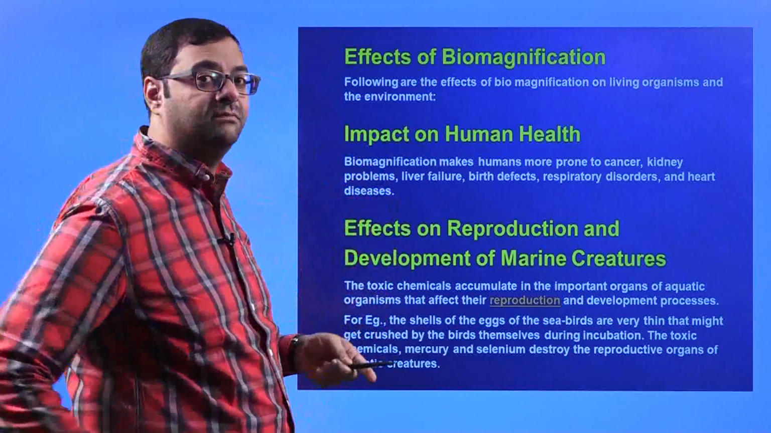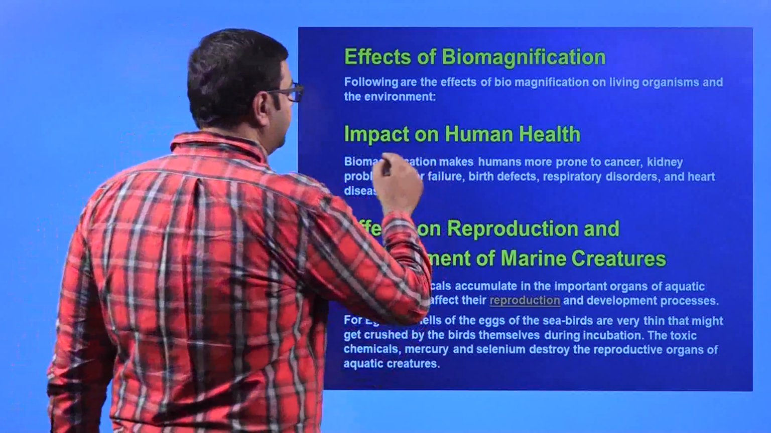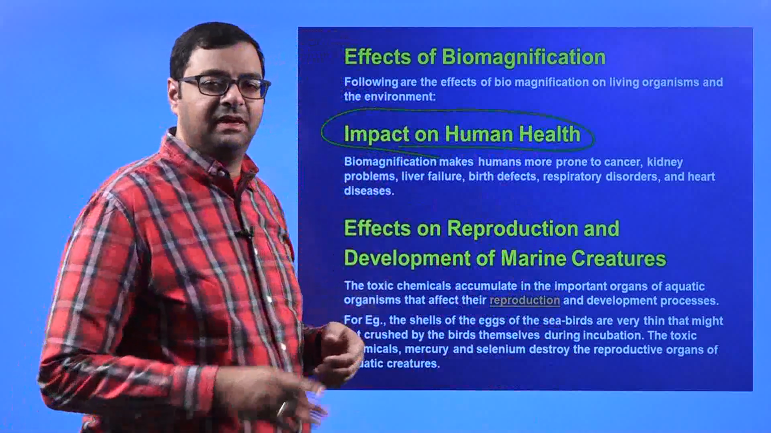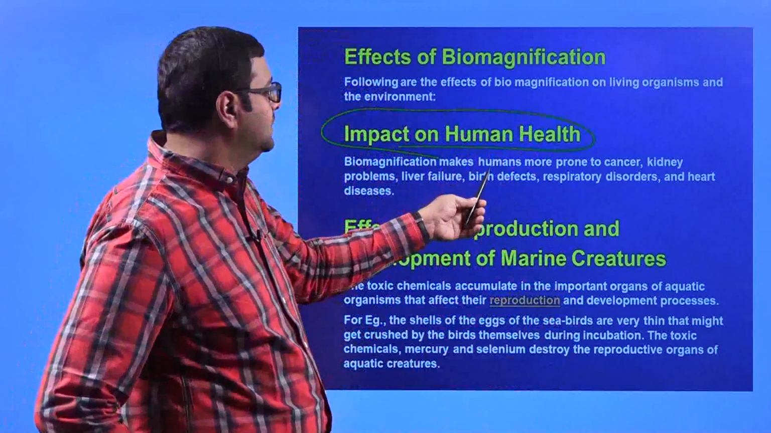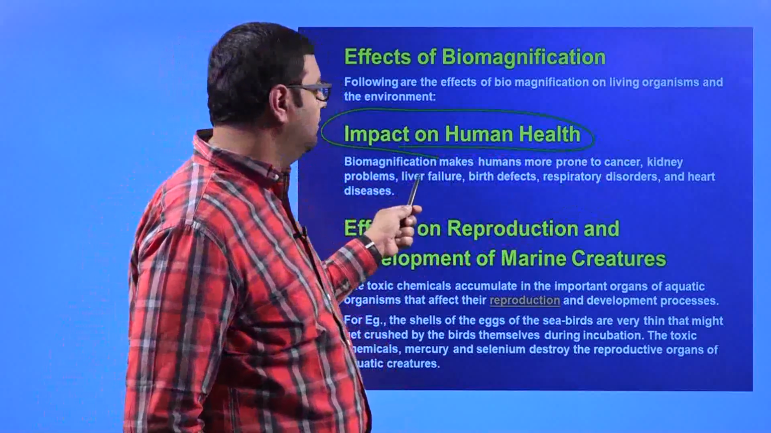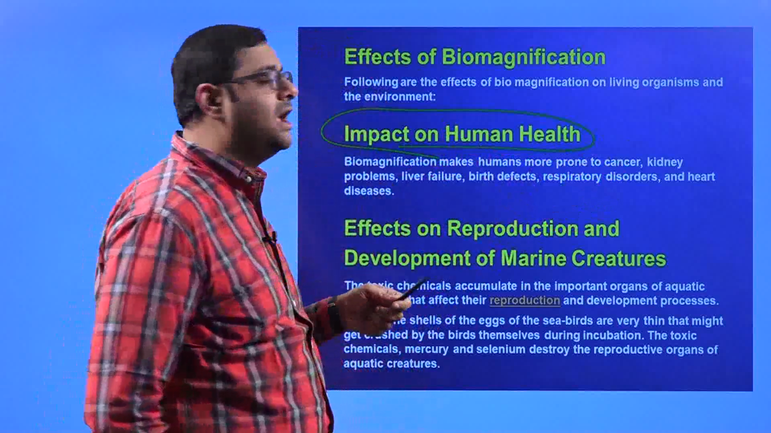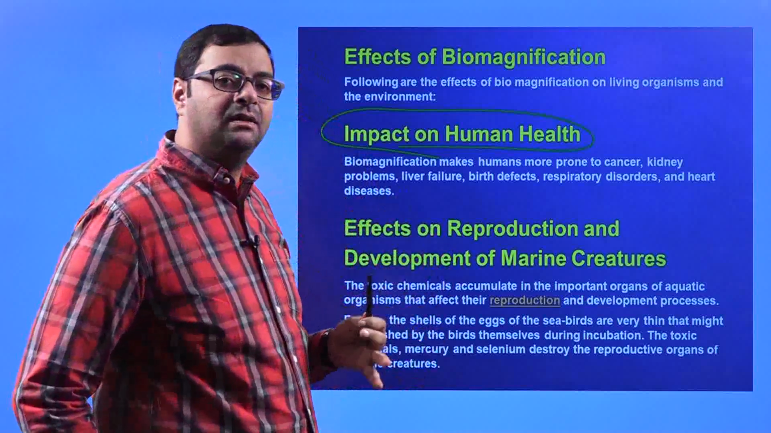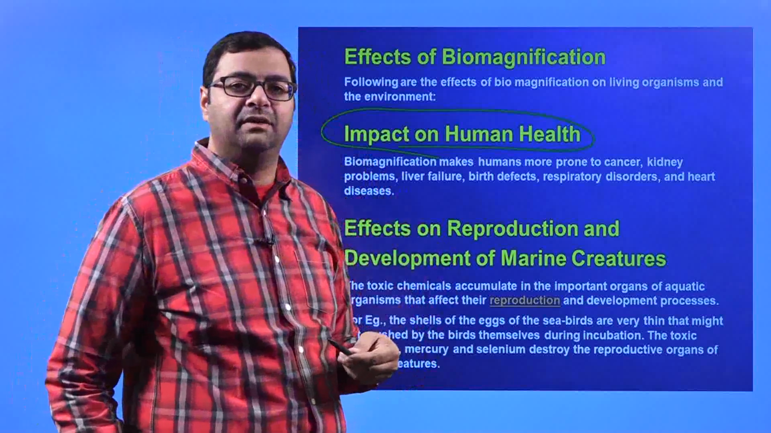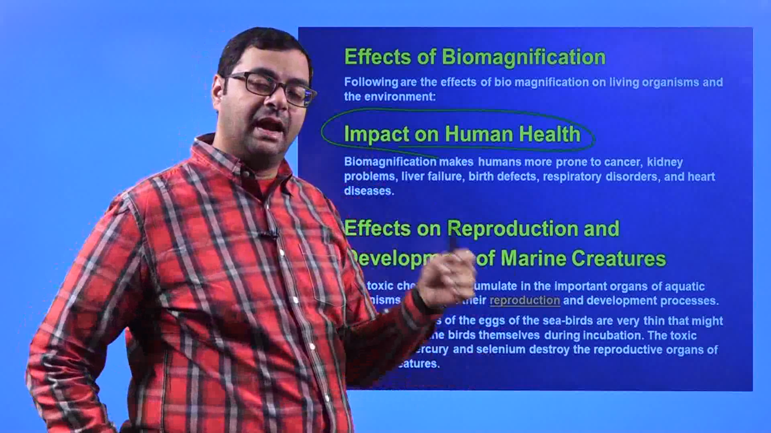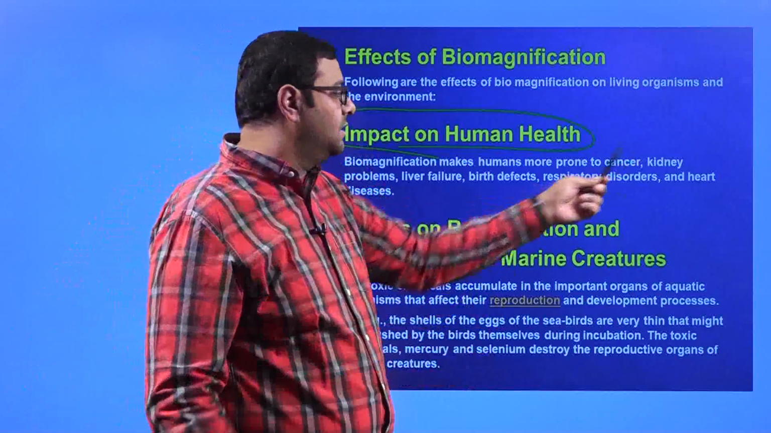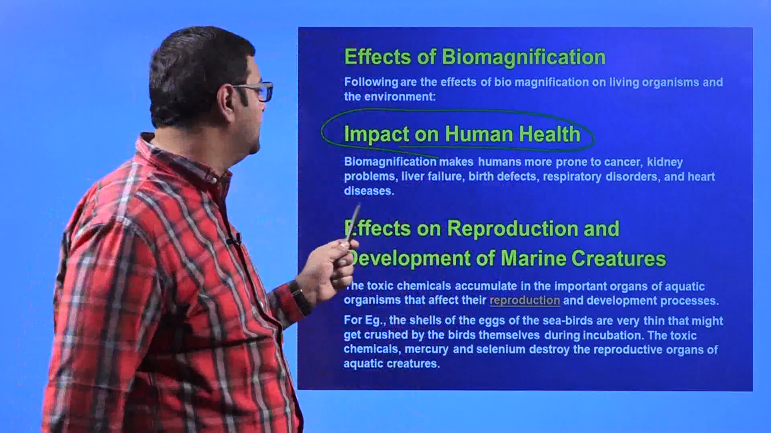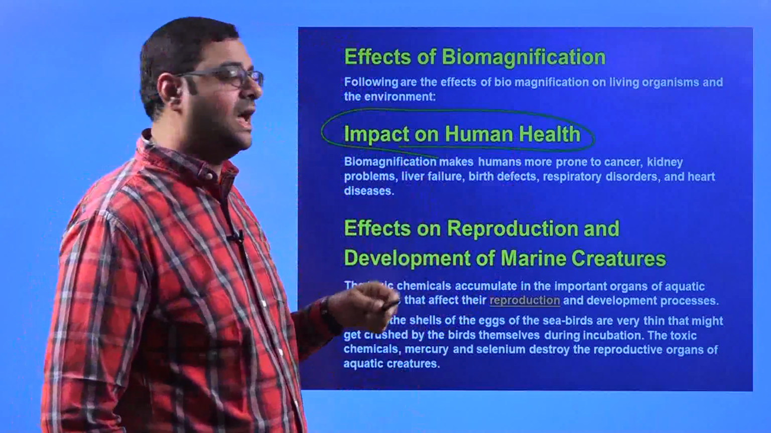Impact on human health. We had been discussing this in the factors. So the health of human beings is impacted when biomagnification is seen. Biomagnification makes humans more prone to cancer, kidney problems, liver failure, birth defects, respiratory disorders, and heart disease. When humans consume these heavy metals through biomagnification, they enter your system and cause all of these. So these are the impacts that biomagnification has on human health.